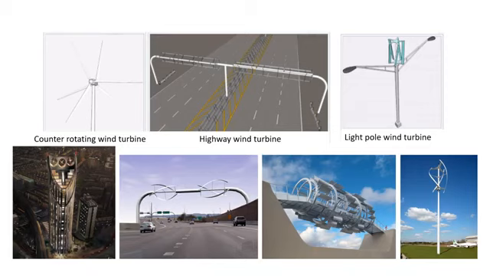Here is a collage of vertical and horizontal axis wind turbines. Some designs are already in application and some are proposed and modeled. These are counter-rotating wind turbines which have two facets, both have three blades. The second is the highway wind turbine, and the third is the light pole wind turbine.